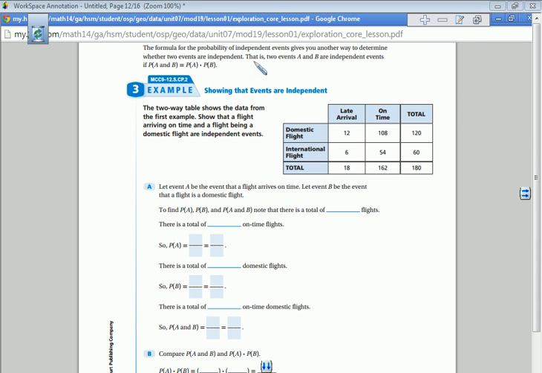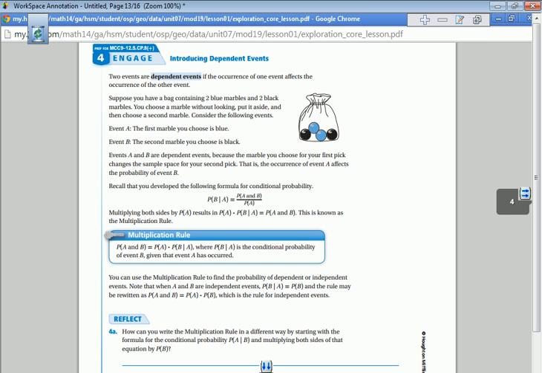It just reiterates this, that events A and B are independent if this is true. We're going to save this example for tomorrow because this is the proof, and we're going to flip over to example 4 now. This is where it talks about dependent events. Two events are dependent if the occurrence of one event does affect the occurrence of the other. So we can read and think about this and decide independent or dependent today, and tomorrow we'll come back and prove.